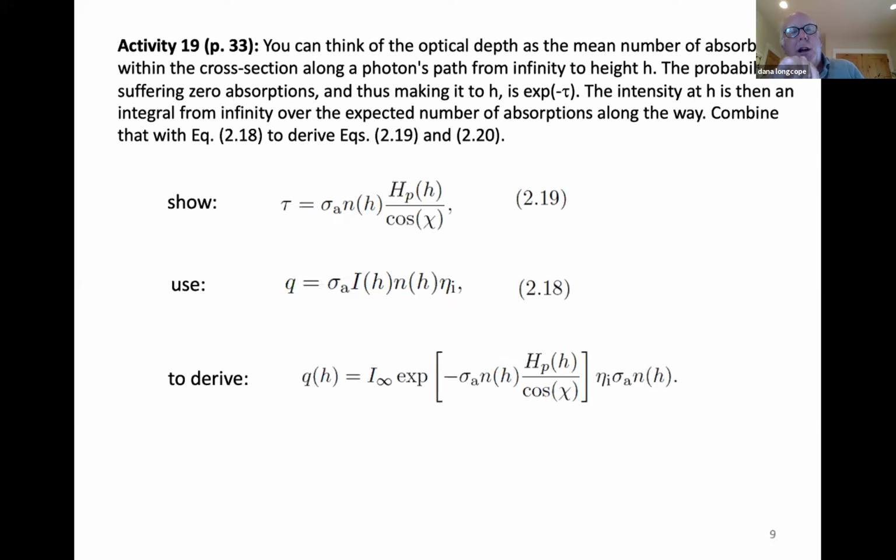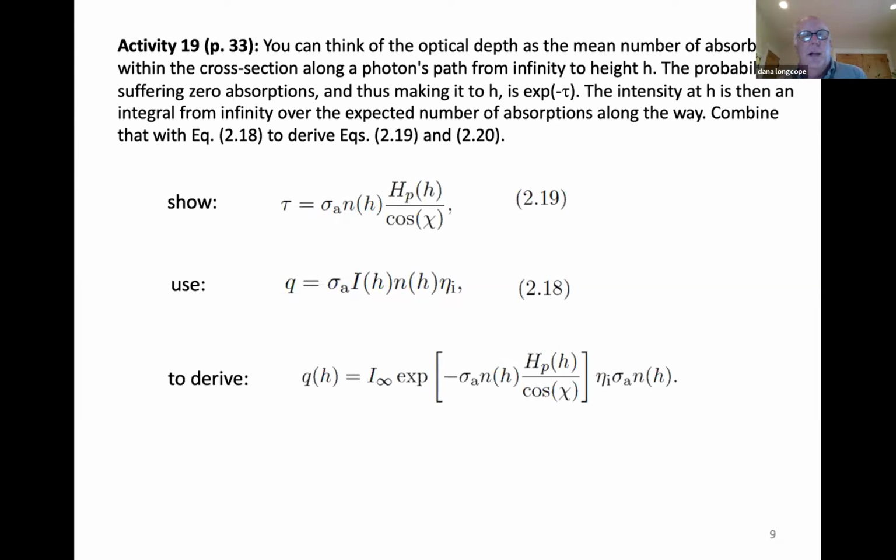So that enters the denominator of 2.19 just through geometry, converting an integral along a path length that's inclined to the integral along the vertical. Yeah. And then the mysterious H sub P. That was because the density is falling off as an exponential, so it's whatever the density is at the ground, e to the minus height over the scale height there.